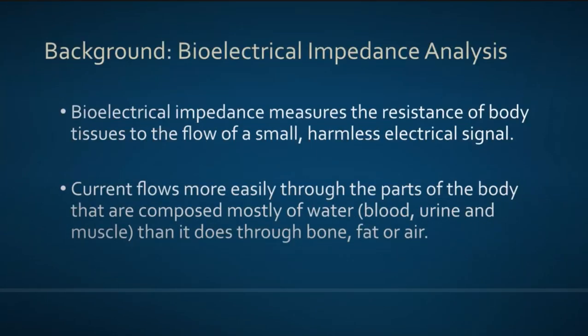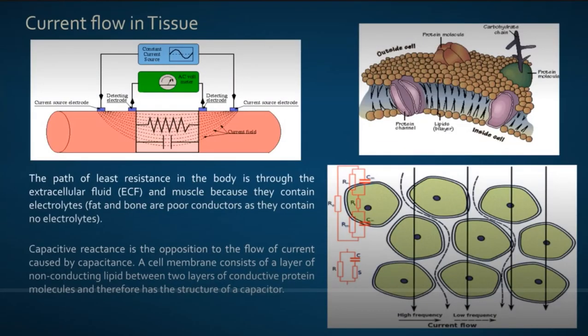So a bit of background on bioelectrical impedance analysis literature. Impedance measures the resistance of a body tissue to the flow of a small, harmless electrical signal. Now, naturally, current flows more easily through the parts of the body which are mostly composed of water, blood, urine, and muscle, compared to bone, fat, and air. So the current will flow through the path of least resistance in the body, that is through the extracellular fluid and muscle, because they naturally contain electrolytes.